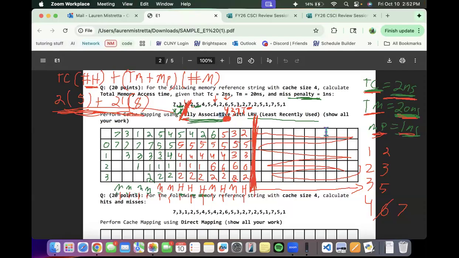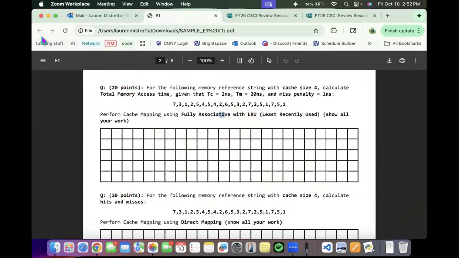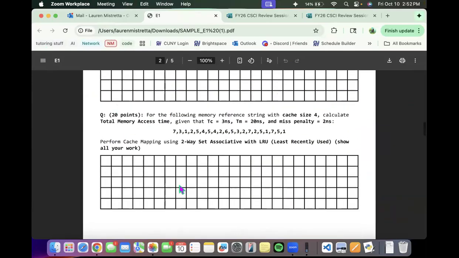I'm not sure if you have time, but there's also another question asking for two-way set associative. If you can go over that. Yeah, I think we should have enough time to do that one.